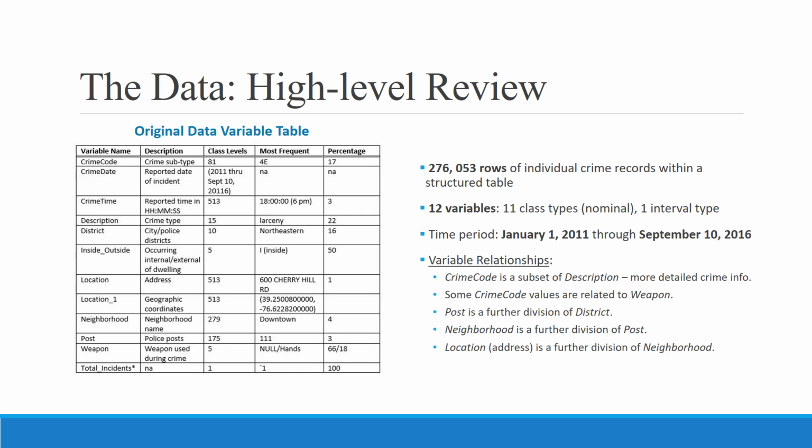On the left-hand side, the table shows a statistical breakdown of each of the variables. It includes the name, the detailed description, the class level counts, the most frequently used value for that variable, and the percentage of the total of the values for each of those variable names.